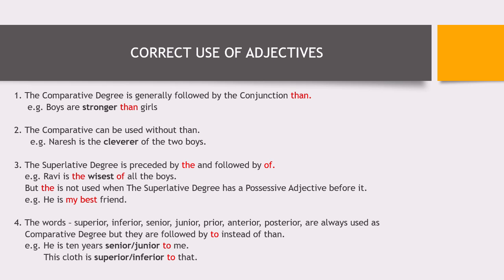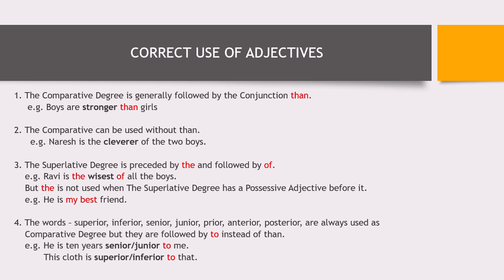3. The superlative degree is preceded by the and followed by of. For example, Ravi is the wisest of all the boys. But the is not used when the superlative degree has a possessive adjective before it. For example, he is my best friend.